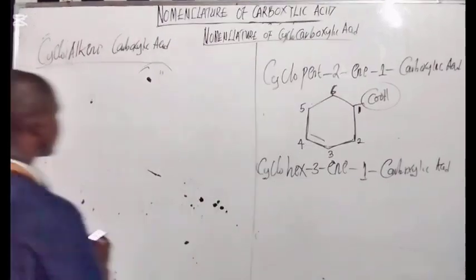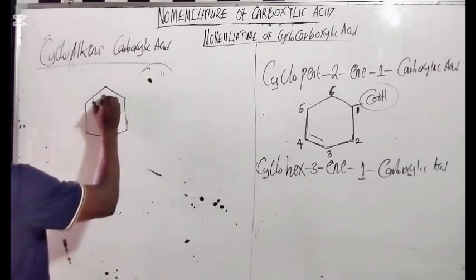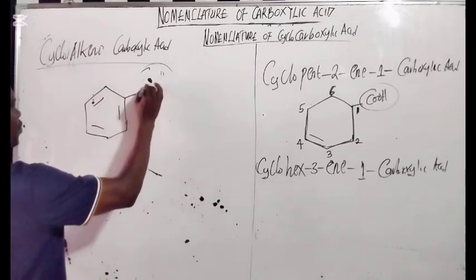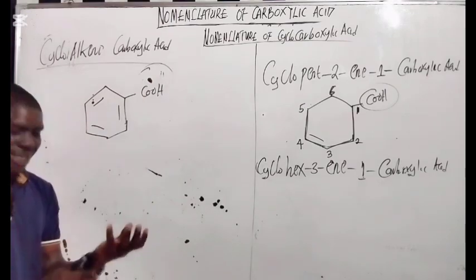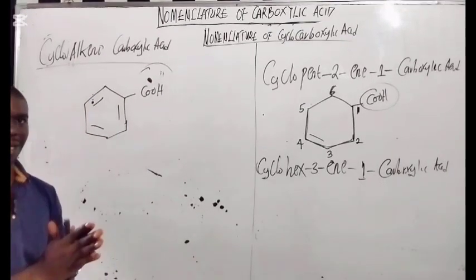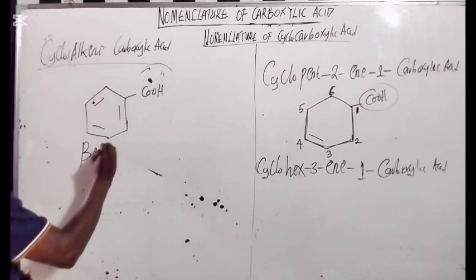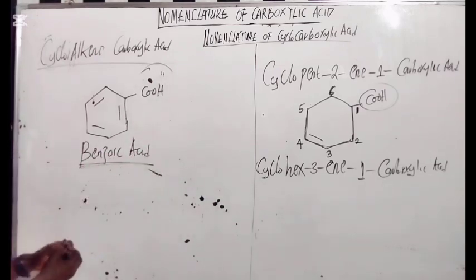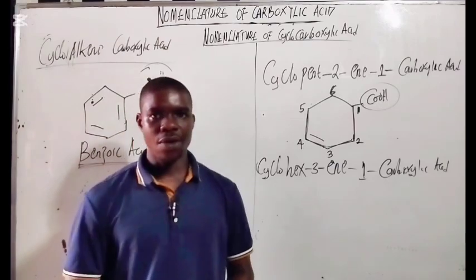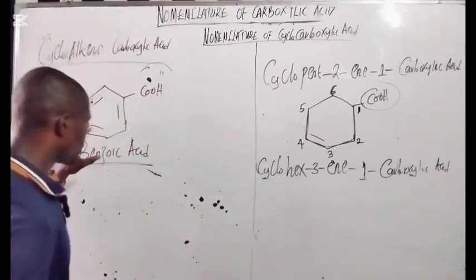For example, here we have benzene with carboxylic acid. Remember, this is the structure of benzene, right? This is called benzene. Here now COOH. It's benzene carboxylic acid. What is the name of this compound here? It's called benzoic acid. Benzoic what? Acid. That is the name of this compound. So I'm going to create another video about benzoic acid.